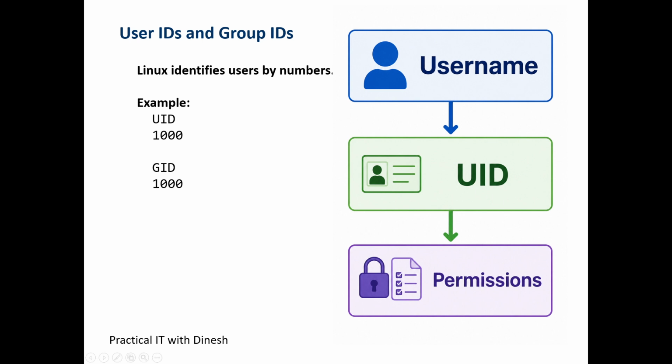Although we recognize users by names, Linux identifies them internally using numbers. Every user has a unique user ID known as UID. Every group has a unique group ID, and it is known as GID.